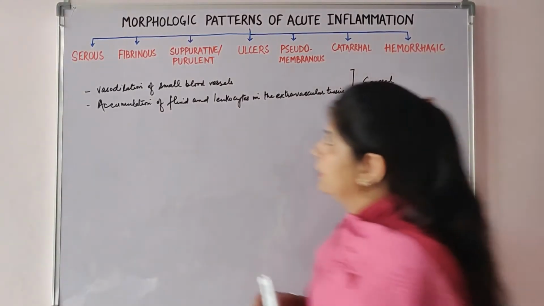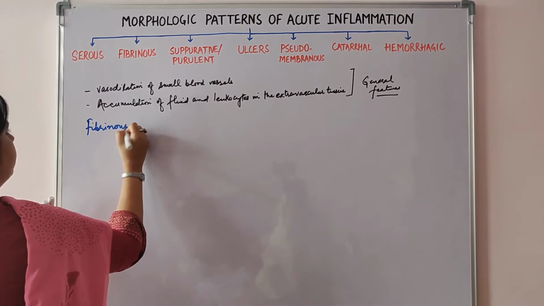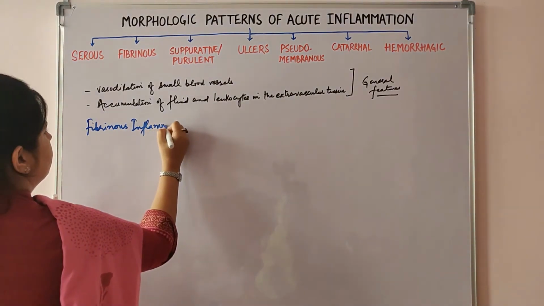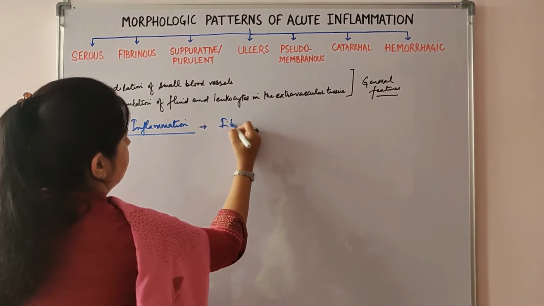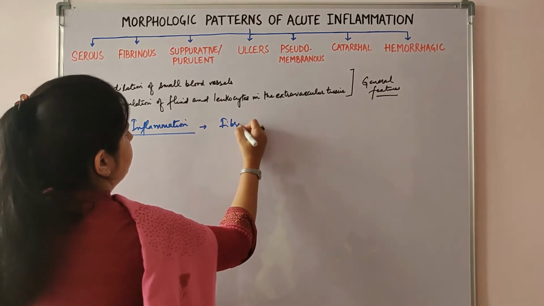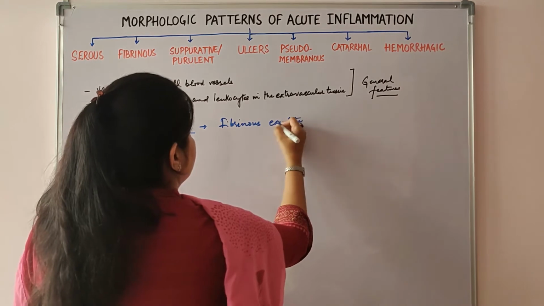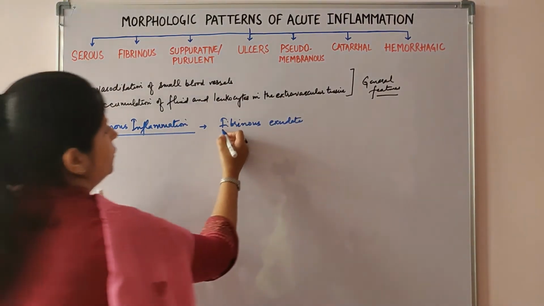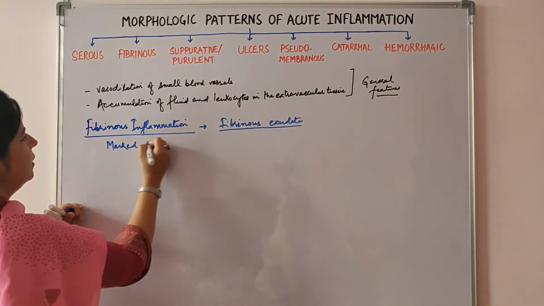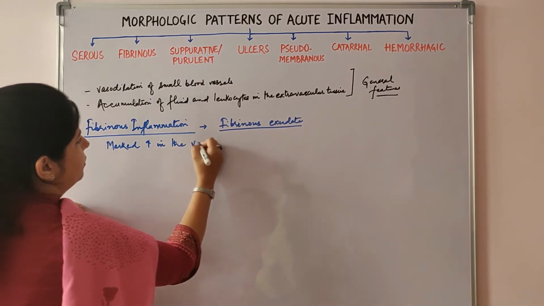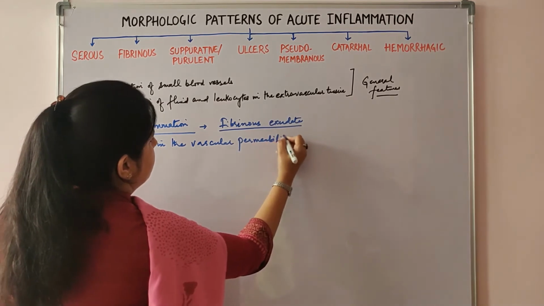Next is the fibrinous inflammation. In this, fibrinous exudate develops. Fibrinous exudate occurs when there is marked increase in the vascular permeability, or when there are large vascular leaks.